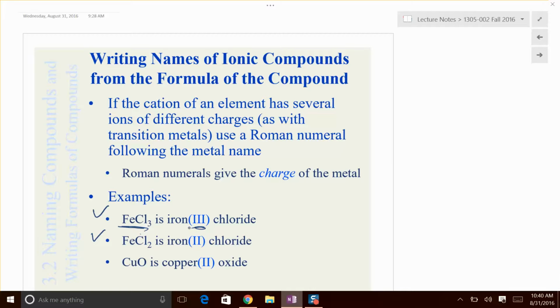You know how you're going to want to name that? Iron trichloride and iron dichloride. It's not right. It's iron 3 chloride. Iron 2 chloride.